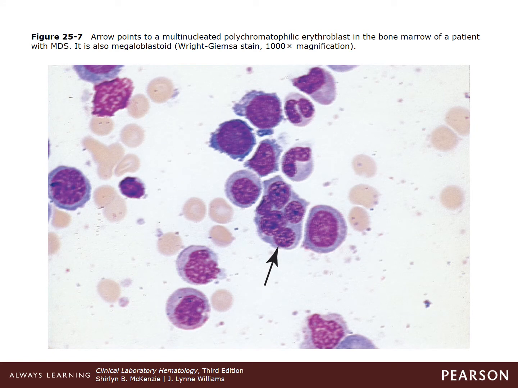Now here are images of a bone marrow smear. It's a little bit grainier due to the spicules within the bone marrow, but you can see the arrow of a multinucleated erythroblast of a patient with MDS, which is also megaloblastoid. It's very large in comparison to the other maturing cells.